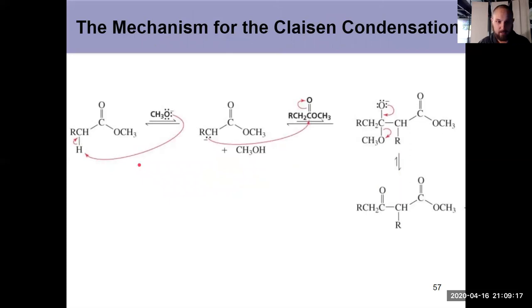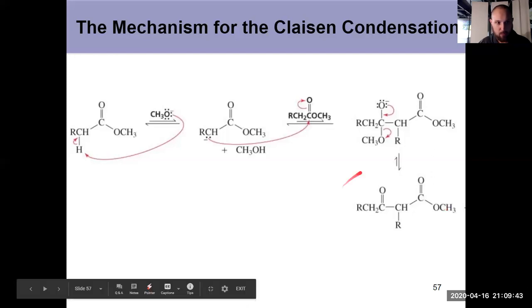Well, it looks like everything else we've seen. Deprotonate the alpha hydrogen, create your enolate ion. That enolate ion adds to the carbonyl carbon of your second ester, forms a tetrahedral intermediate. Just like we've seen for several chapters now, that tetrahedral intermediate collapses, our leaving group leaves, we reform the pi bond, and we have formed our product.